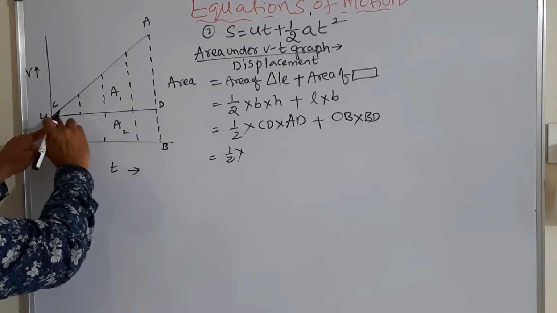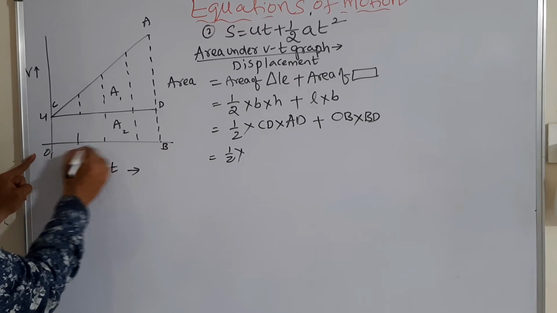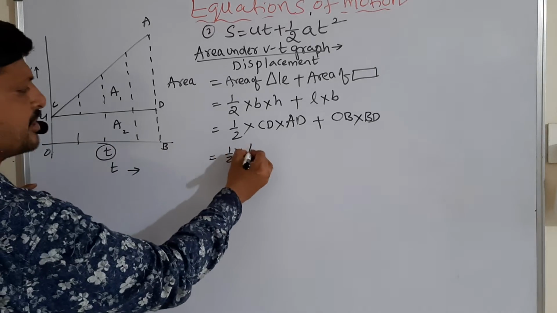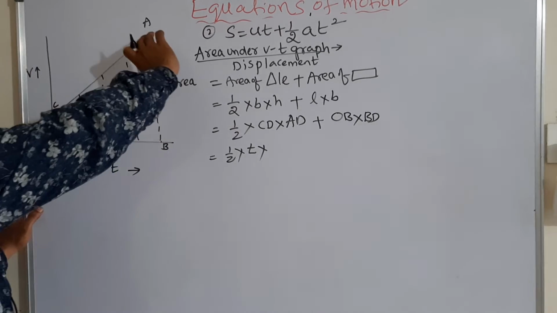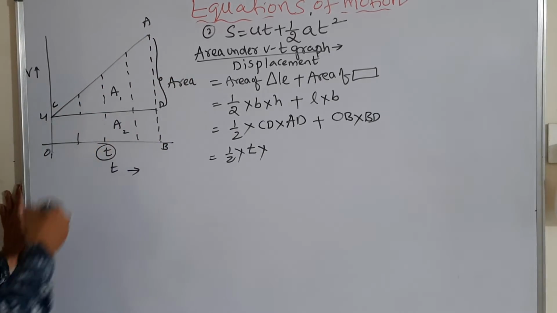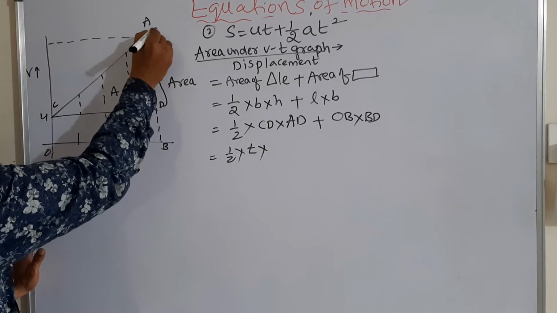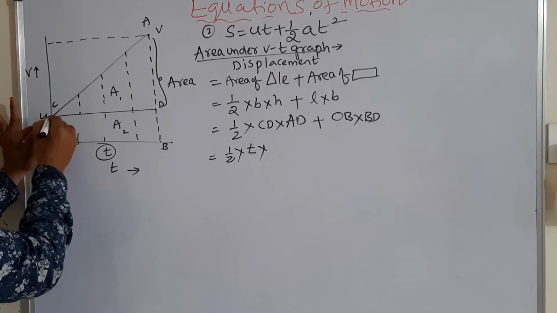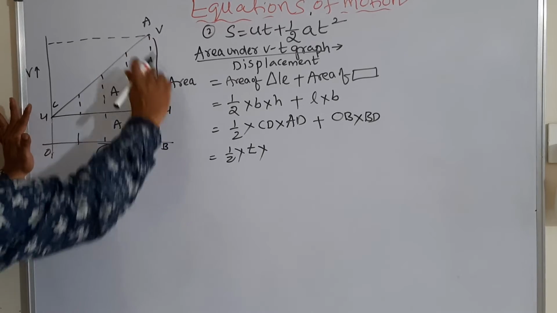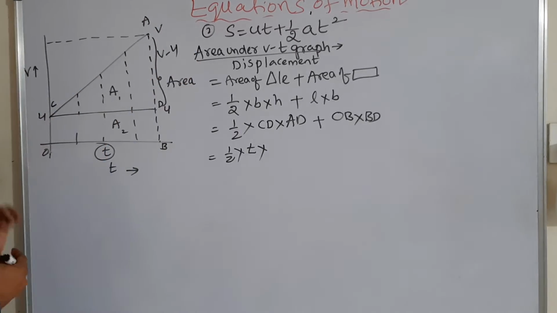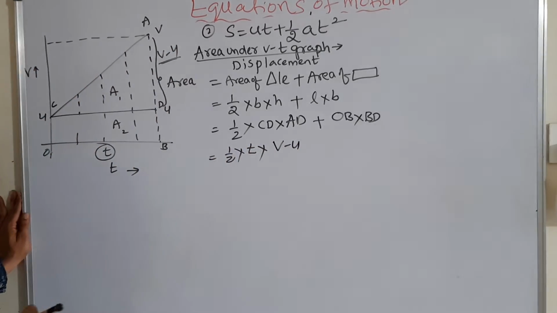CD means the base, on the x-axis. What is the value of CD? CD is equal to this much time. From here to here, what is the time taken? Suppose t. So CD is t, which is nothing but the x-axis. AD means the y-axis, this much length. This is AD. Find this value on the y-axis: on the y-axis, this value is v. On the x-axis, here the value is u. So what is this much length? This length, y2 minus y1, is nothing but v minus u. So this much length is v minus u.